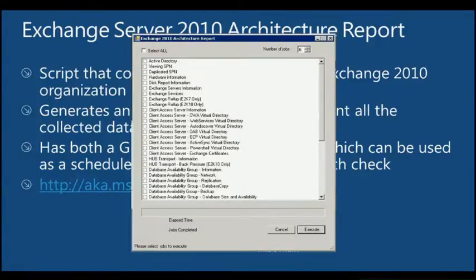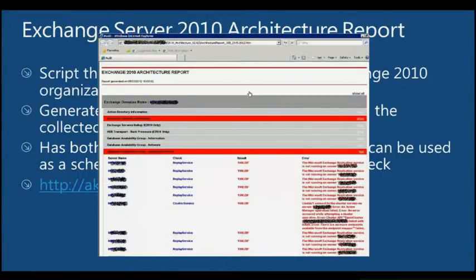And so what it is, it's this script. This is the GUI. There's a command line version that you can use to schedule it. But the GUI that I'm showing you, basically you can go through it. You can check off what sort of things that you want. If you want to look at your client access servers or your DAGs or whatever, you check off what you want and you hit execute. And then it will go in and gather reporting information about the tests and the architecture elements that you've chosen. And the report looks something like this.